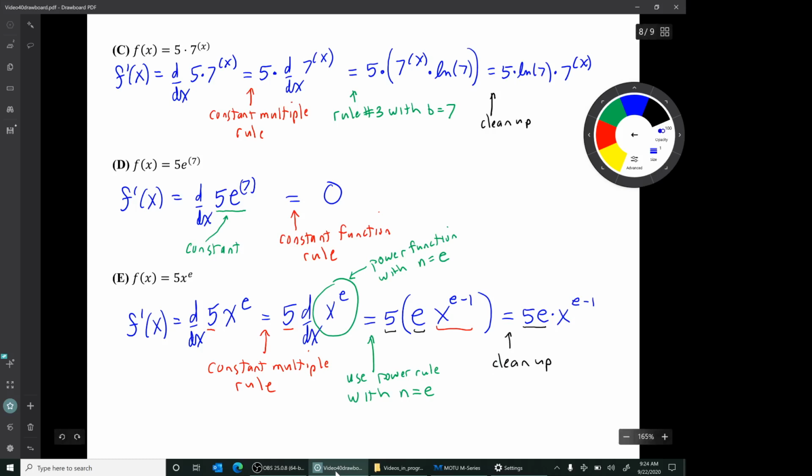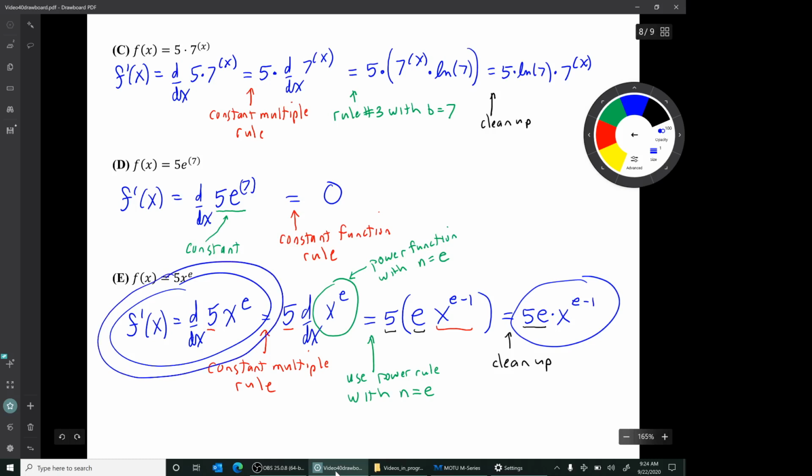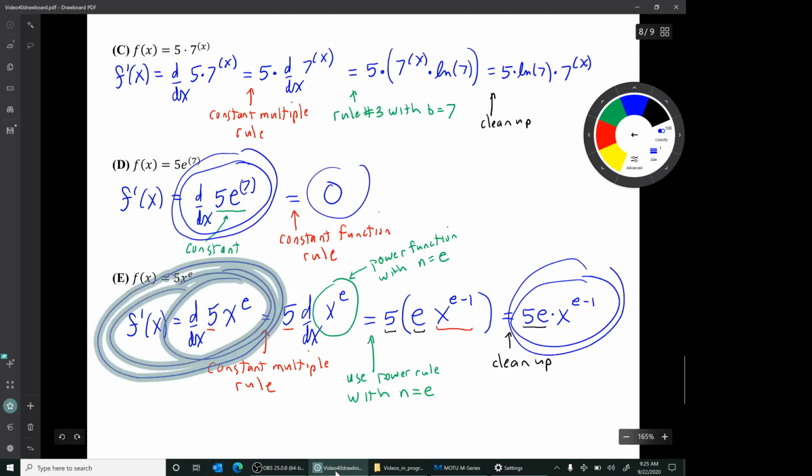So there's our result. The derivative of 5x to the e is 5e x to the e minus 1. Notice how similar this left side looks to this one. Here we have the derivative of 5e to the 7th. Here we have the derivative of 5x to the e. Look how different the results turn out to be.